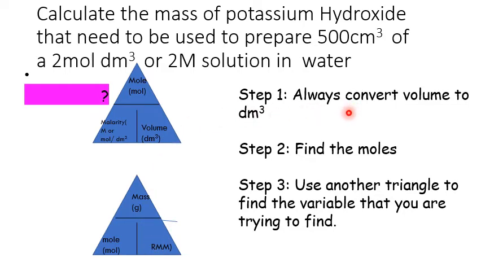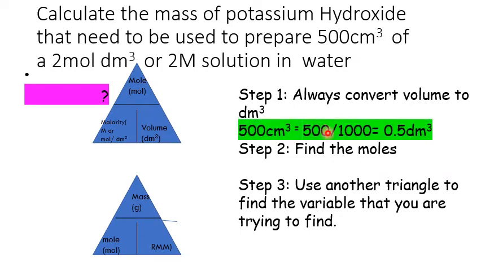So to start off, we're going to convert the volume to dm cube. My volume now is in centimeter cube, and we need to convert it to dm cube. Okay, so let's do that. So how am I going to do that? 500 divided by 1000, and that's going to give me 0.5 dm cube. Dividing by 1000 converts from centimeter cube to dm cube.